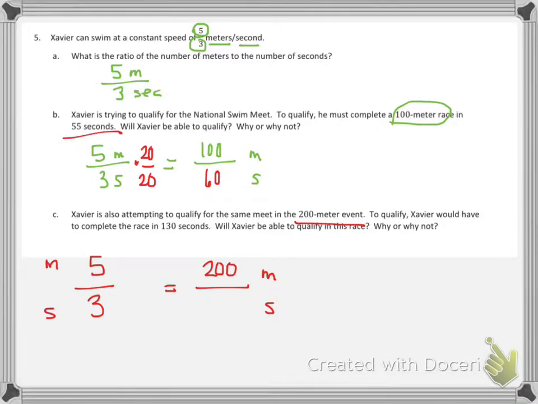And then 5 times something is 200. 5 times 40 is 200. So 3 times 40 will be my number of seconds. That's 120. So a 200-meter race will take 120 seconds. He has to complete it in 130 seconds. So yes, he would qualify for the 200-meter event.